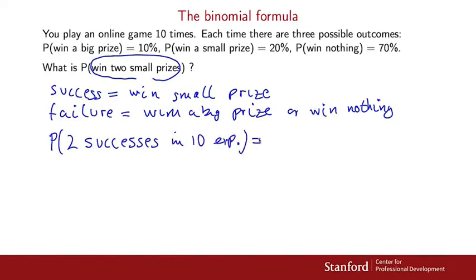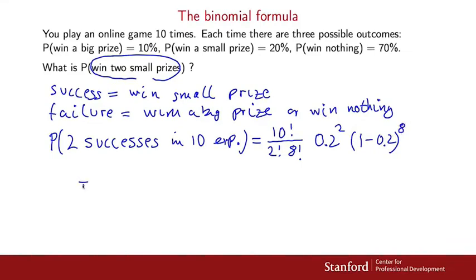We have n is 10, so there's 10 factorial. Then k is 2, so there's 2 factorial. And 10 minus 2 is 8, so there's 8 factorial. Then the probability of success is 0.2, and that has to be raised to 2 because we want to have 2 successes. The probability of failure is 1 minus 0.2, and that has to be raised to the power 8 because 8 is 10 minus 2.